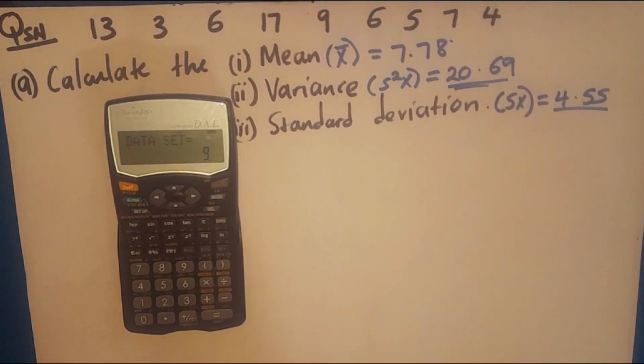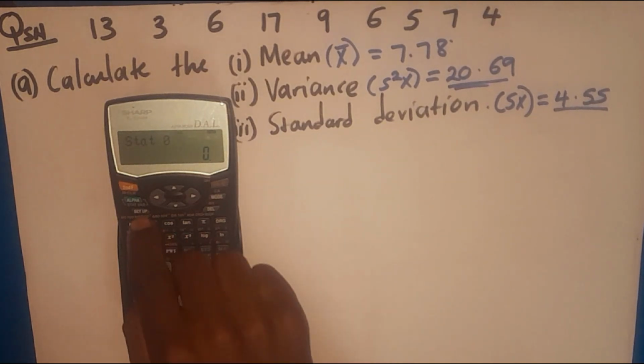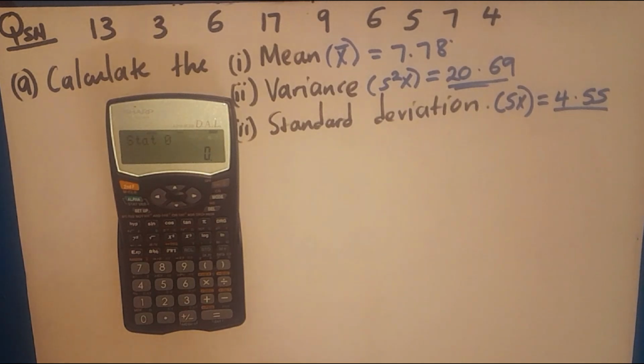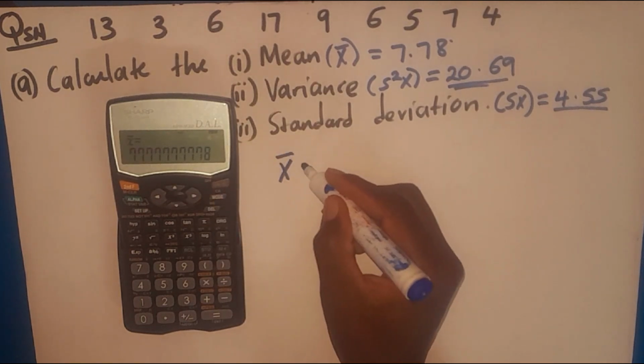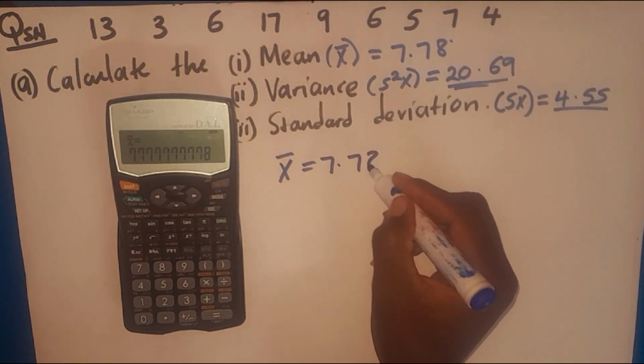After feeding in our data, you press the on button and then press alpha. If you need the mean, you come to number 4, where an x bar is written for mean. You press number 4, then the equal sign, and we see that it's showing the same value, which is 7.78.